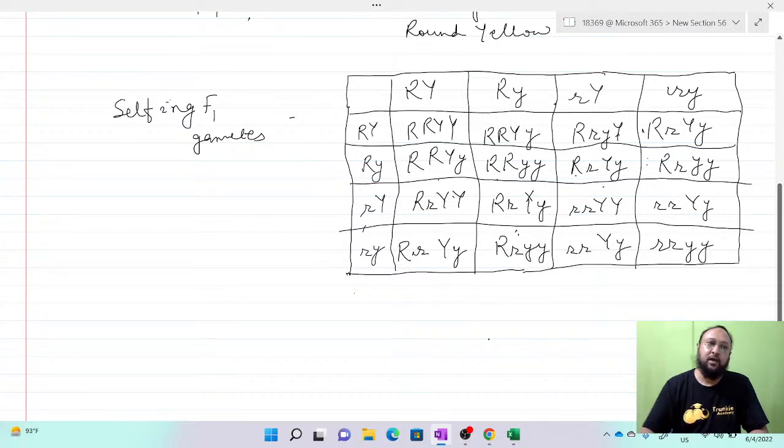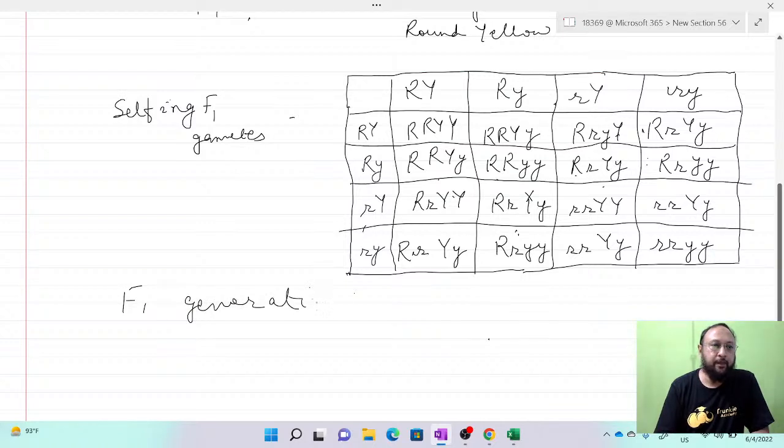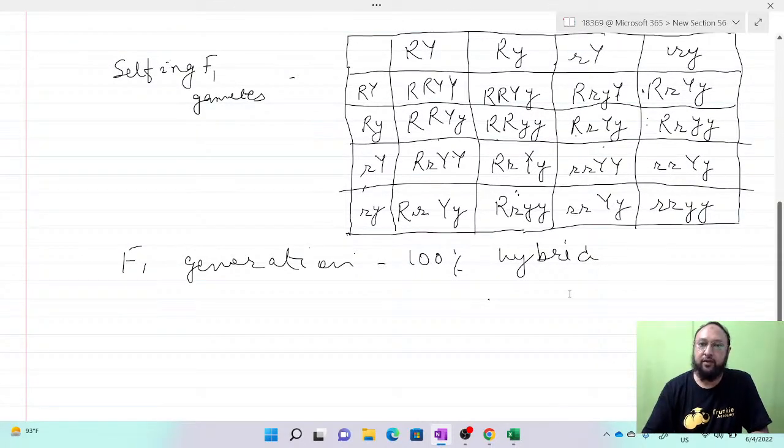Now we see round yellow. What he found is that the F1 generation contains hybrid conditions. In the F1 generation it was 100% hybrid, so that was heterozygous. Whatever phenotypes were expected, that was the heterozygous phenotype.